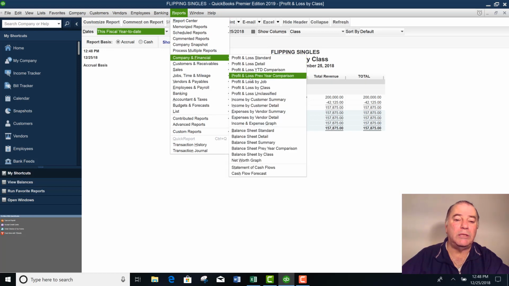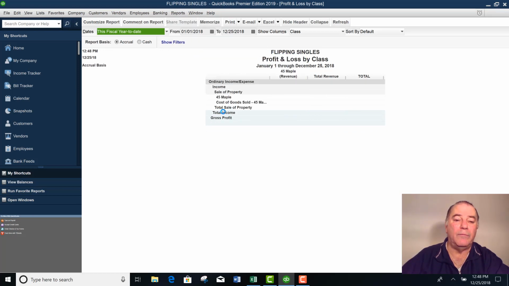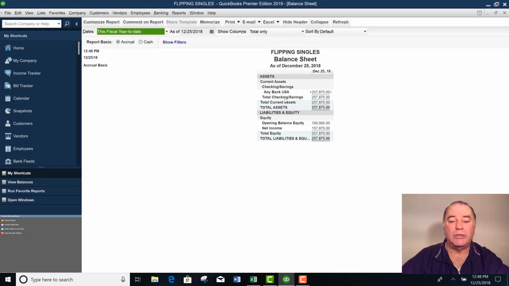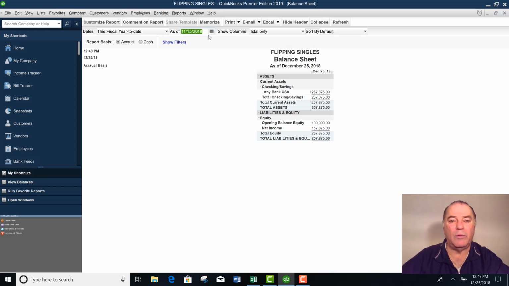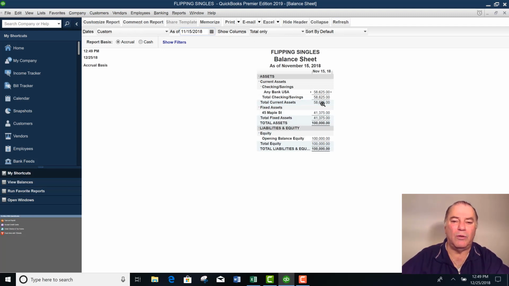And if we go to balance sheet, now this is going to be a little different because the balance sheet now is just showing cash because we sold it. But let's go back to November sometime. Let's say the 15th. Let's see what it says. Can't remember the date. I sold it at the end of the month, I think. So here we've got now 45 Maple. There's everything added in for the cost of the purchase and the holding and the rehab. So everything is right there.